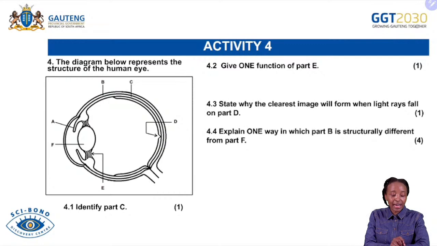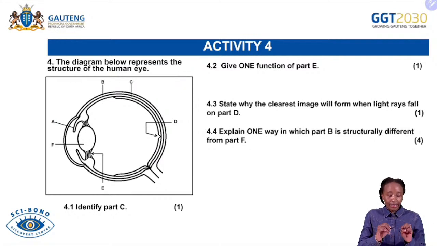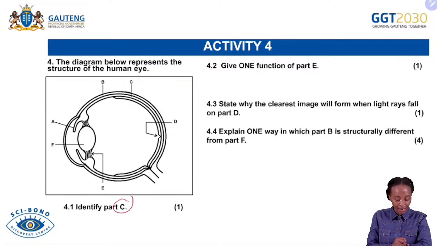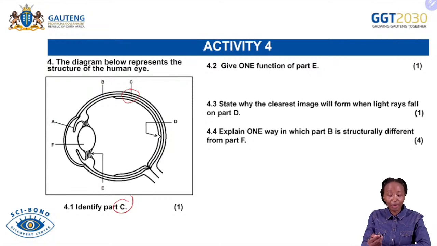So this one says the diagram below represents the structure of the human eye again. So different parts, as you can see. And now we're looking at the questions. The first question says identify part C. We go to the diagram, looking at part C, and see part C is pointing here. If you look at part C, it is pointing at the middle layer, and I think by now you know what that middle layer is. You have already answered. That middle layer is the choroid. So let's see. Yes, that's the middle layer.